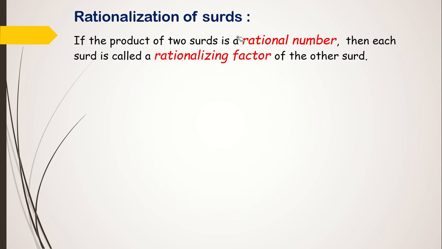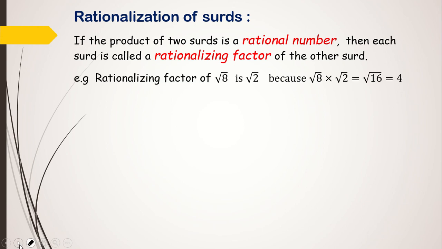If the product of two surds is a rational number, then each surd is called a rationalizing factor of each other. For example, root 5 into root 5, both are surds, so both are rationalizing factors of each other. The rationalizing factor of root 8 is root 2, because root 8 into root 2 is root 16, which is equal to 4. So root 2 is the rationalizing factor of root 8, or root 8 is the rationalizing factor of root 2.